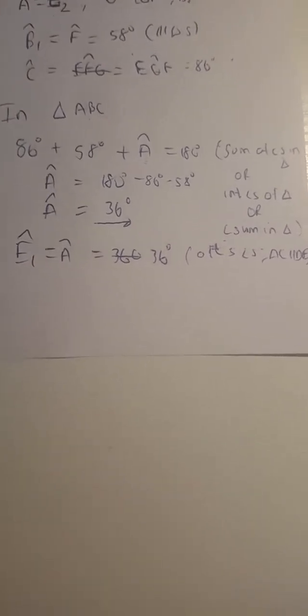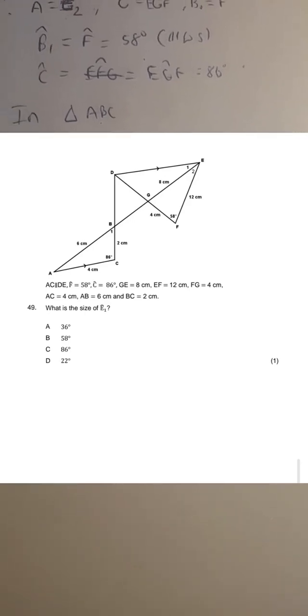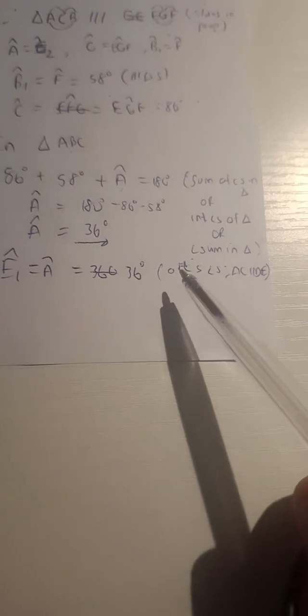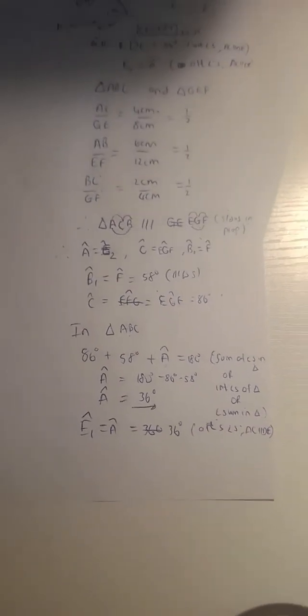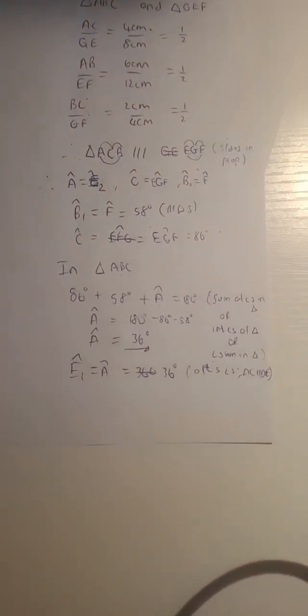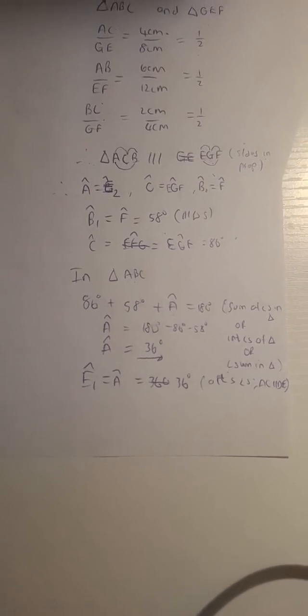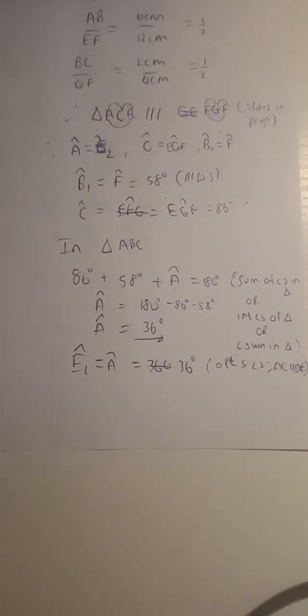What a long way to freedom, guys. Remember, the question was, what is the size of angle E1? So ultimately, after having found A, which is 36 degrees, I found that angle E1 is 36 degrees. And that's the reason: alt angles, AC is parallel to DE. Long walk, guys, but absolutely worth it. I get my marks. And then, of course, I am able to select the right option.